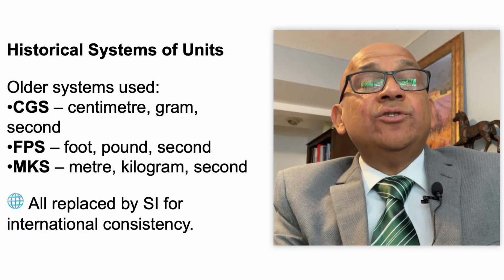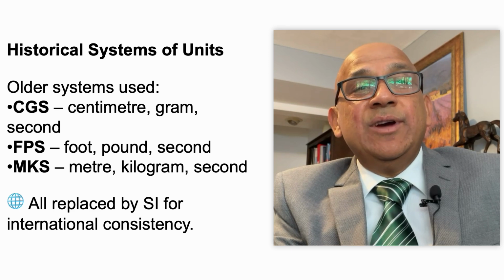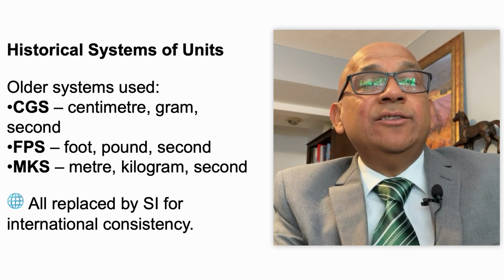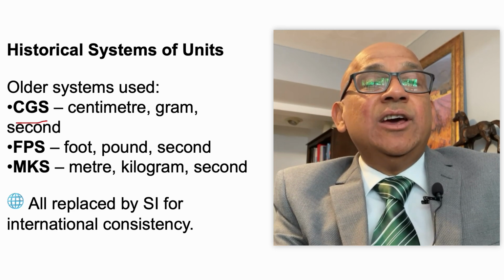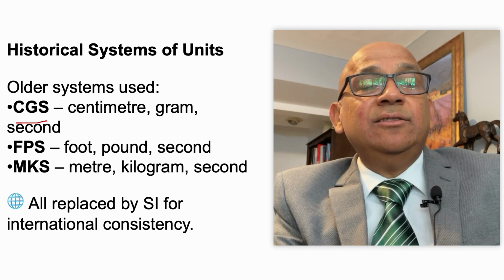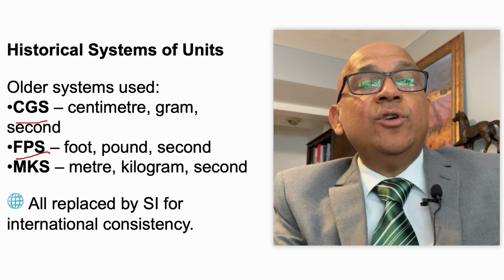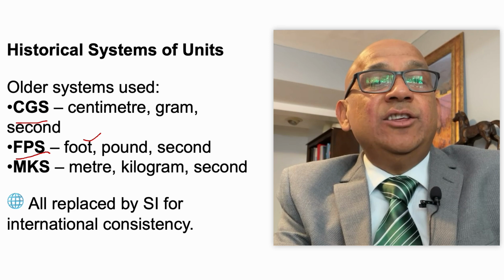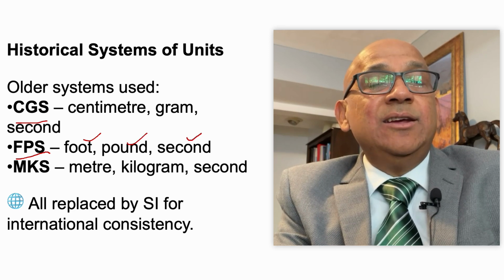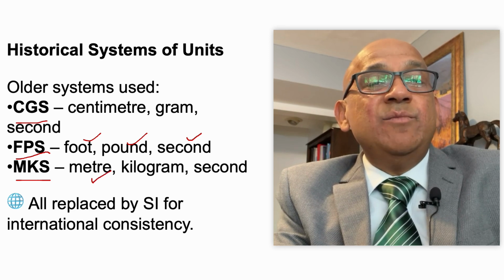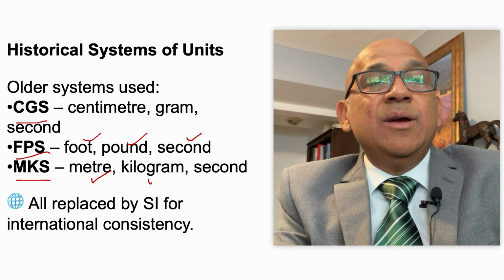So let us look into the historical systems which were used for units. There are three such systems. The first one is called a CGS system, which represents centimeter, gram and seconds, each of these C, G and S. And then there was a system called foot pound second system, where the length is measured in foot, weight is measured in pound and time is second. And then came MKS system, where the length is measured in meters, mass in kilograms and time in seconds.